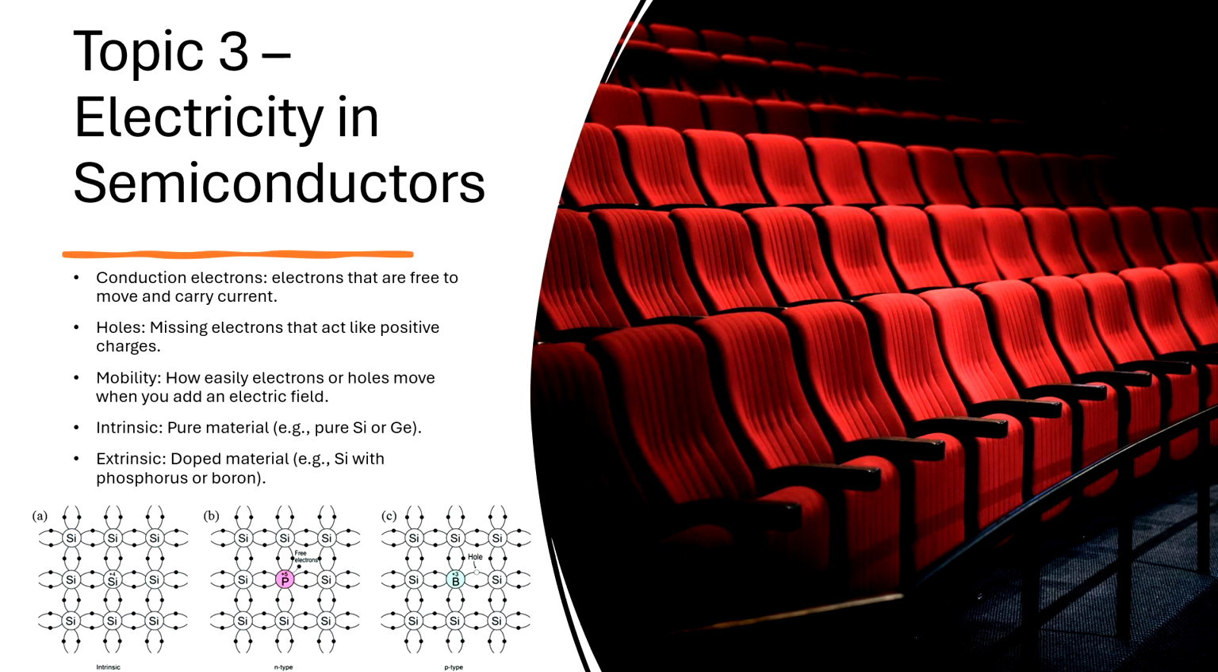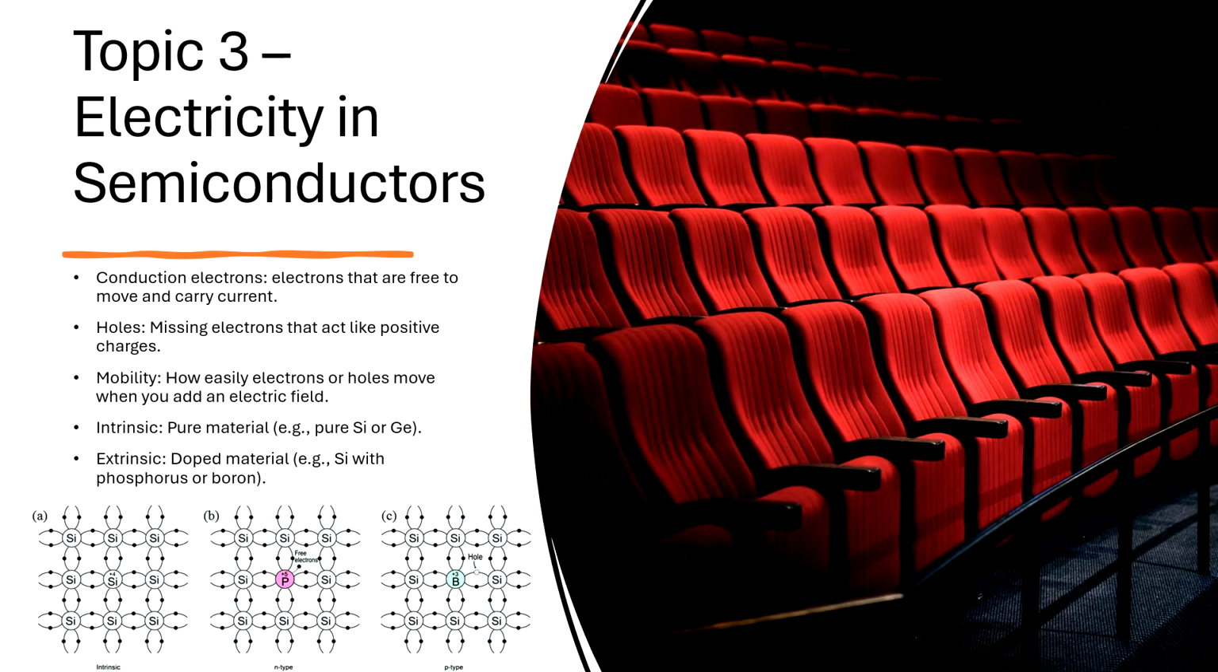An intrinsic semiconductor is made out of pure material. Like on the bottom left, the image shows that there's nothing else but silicon in it. And an extrinsic semiconductor is a doped material. The example in the middle shows phosphorus in the middle of the silicon molecules.